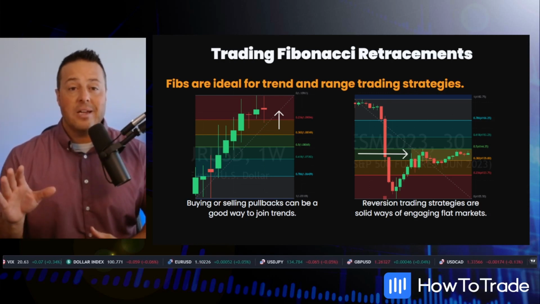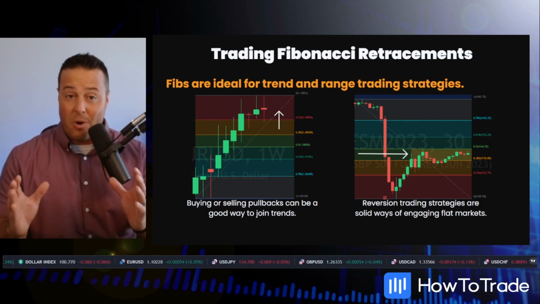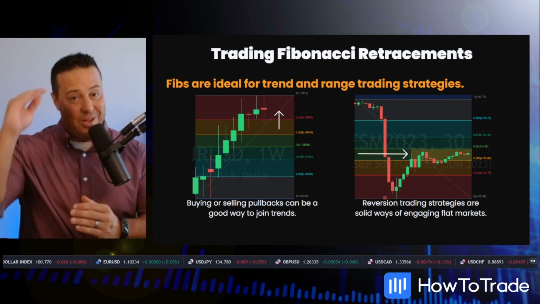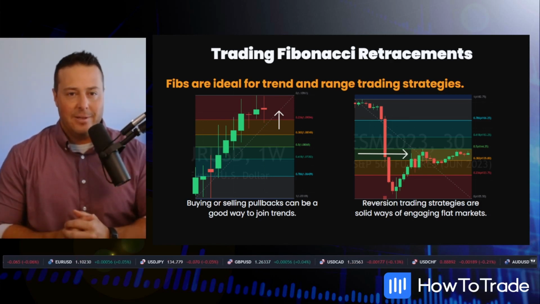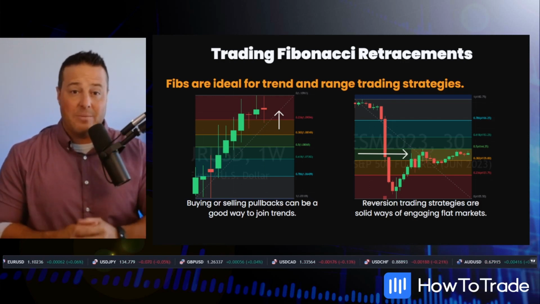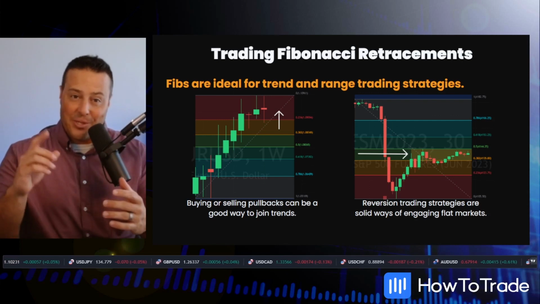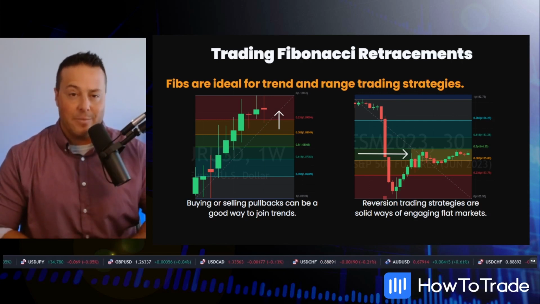This is known as buying or selling pullbacks. For range trading strategies, Fibonacci retracement levels represent the upper and lower bounds of a ranging market. To cash in, the trader sells the upper and buys the lower extreme. This is known as reversion trading. To boost the efficacy of the retracements, it helps to use them on multiple time frames and with other indicators. Let's hit the charts and break down a trend trade and a reversion trade using Fibonacci retracements.